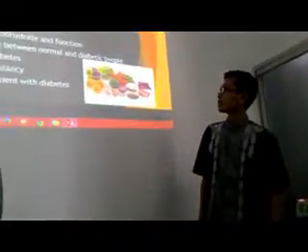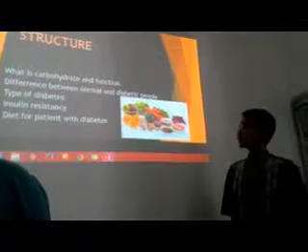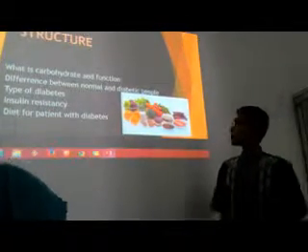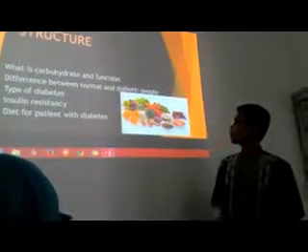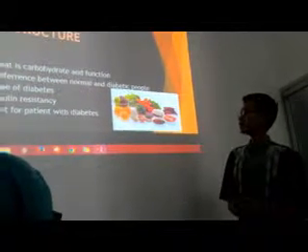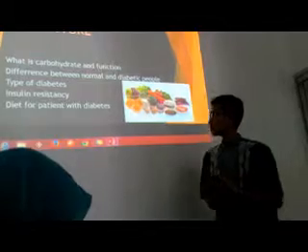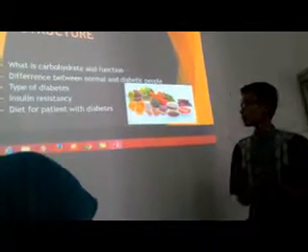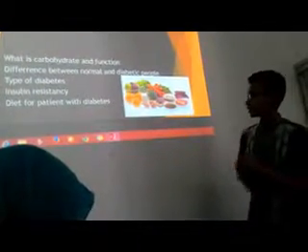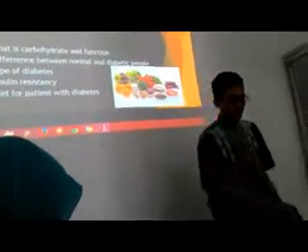The first is what carbohydrate is and its function. Then the second, the difference between normal and diabetic people. Then the third, types of diabetes. Then I will explain insulin resistance, and then at last, diet for patients with diabetes.